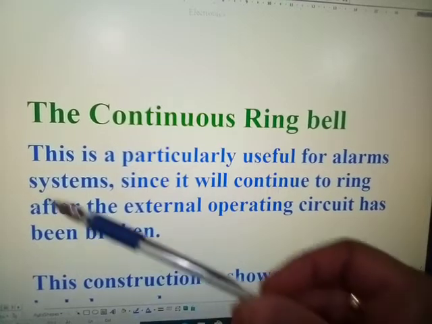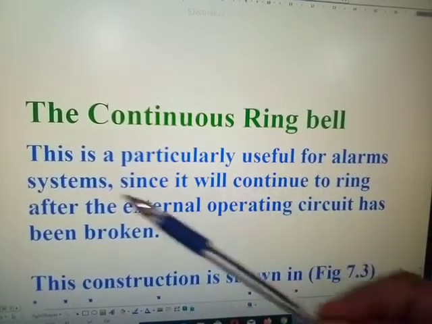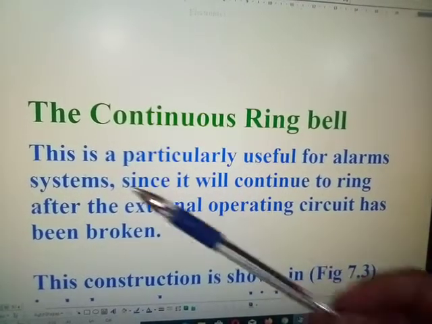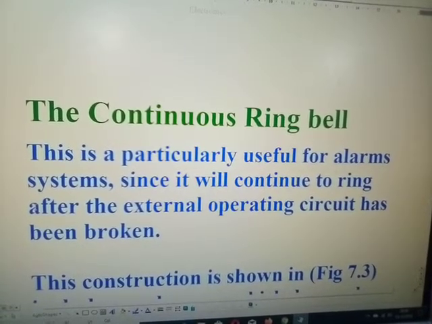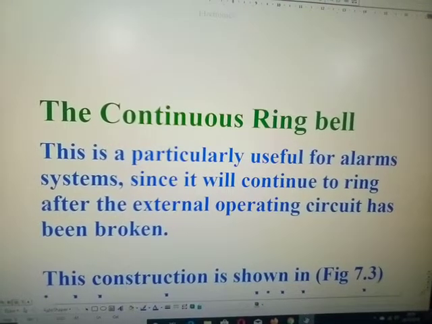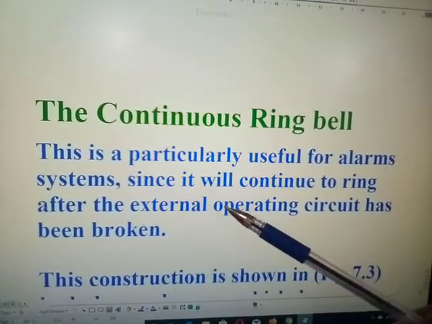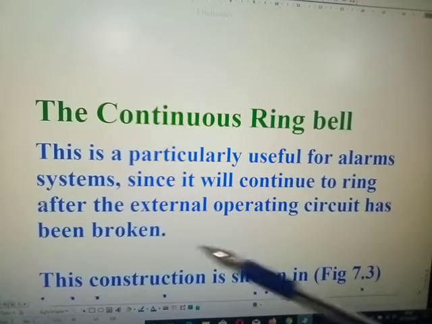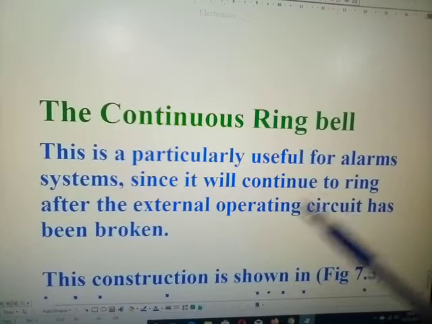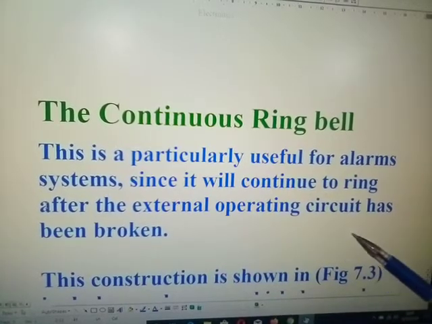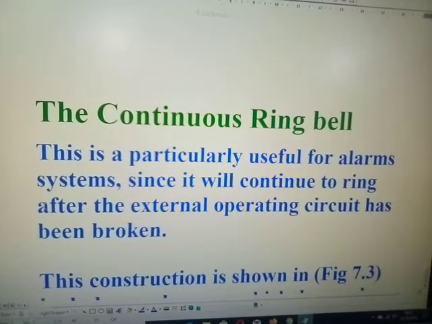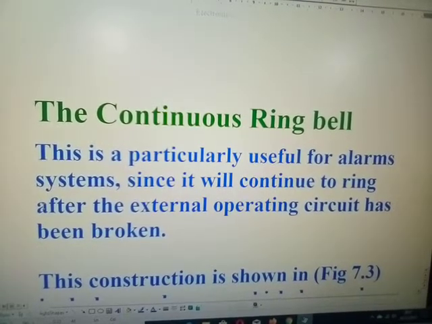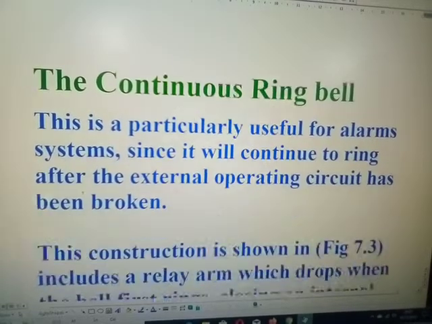And here we have what's called the continuous ringing bell. I seem to have missed the ing out of here, so I do apologize for that. This is particularly useful for an alarm system, since it will continue to ring after the external operating circuit has been broken. So although you've broken the circuit, this continuous ringing bell will continue to ring, because it is an alarm system.